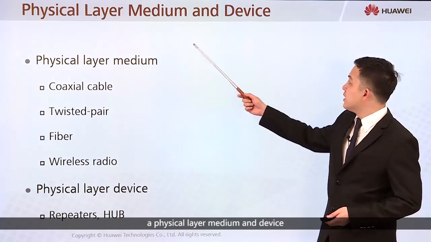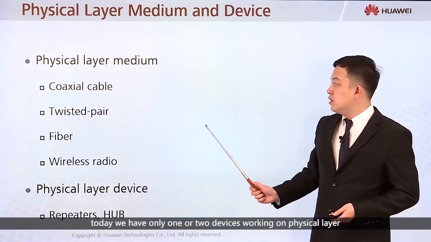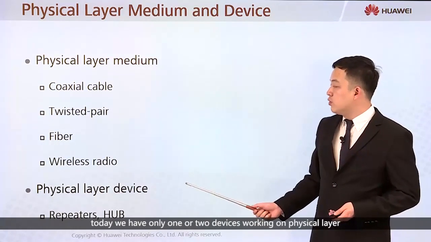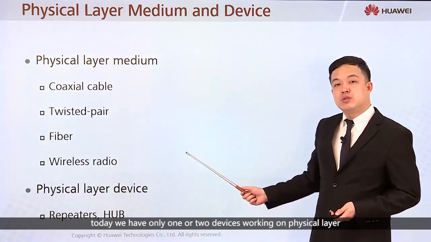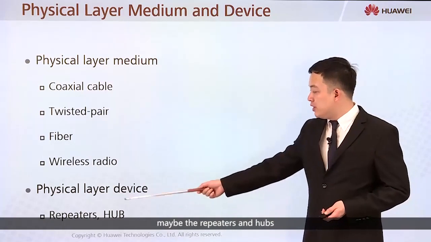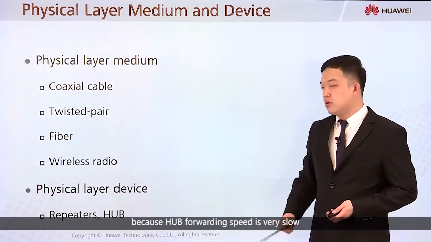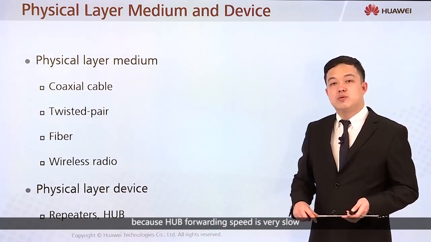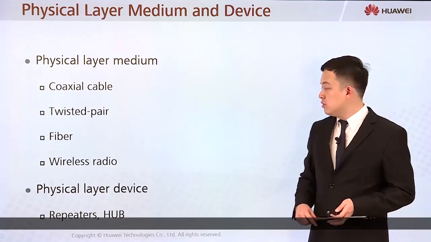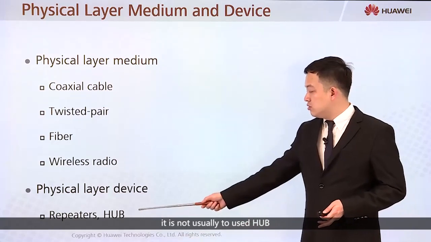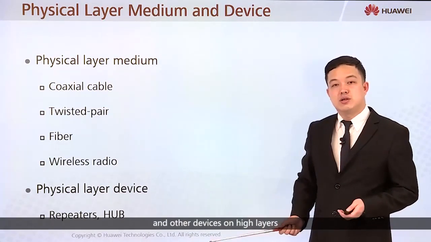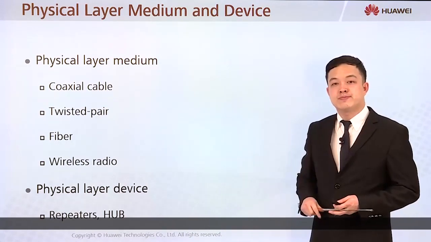Physical layer, media, and devices. Today we have only one or two devices working on the physical layer, maybe repeaters and hubs. Because the forwarding speed of a hub is very slow, it's not usually used. We use switches and other devices on higher layers.